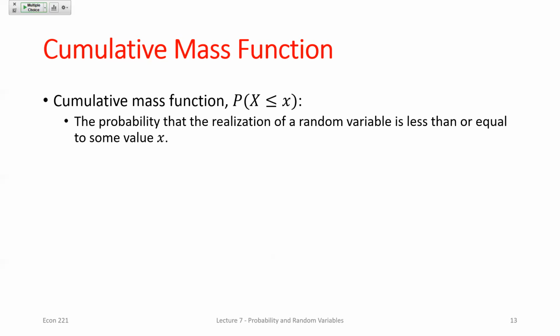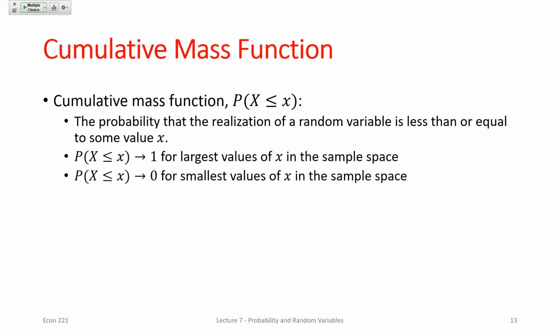If this was the probability x is less than or equal to 4, that would be the probability x is equal to 4, plus the probability x is equal to 3, plus 2, plus 1. Any questions on this idea of cumulative?